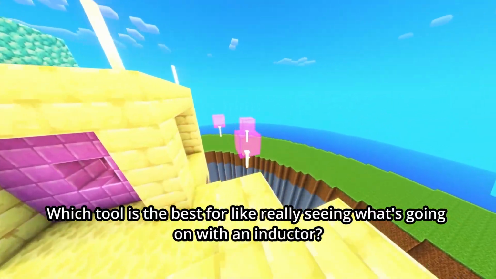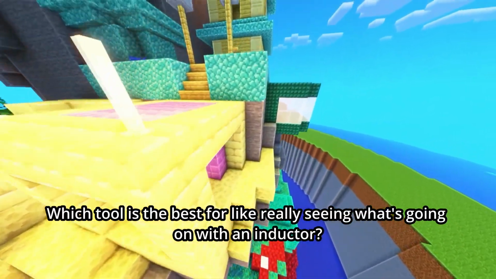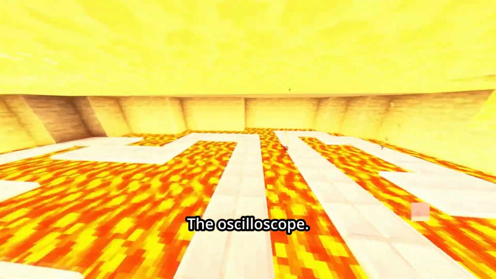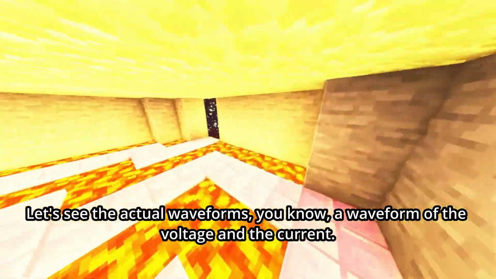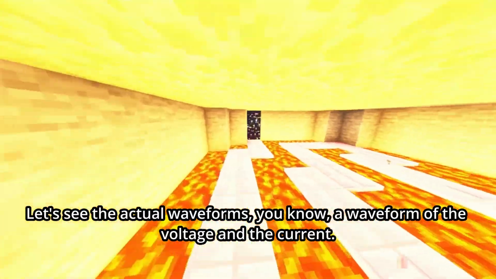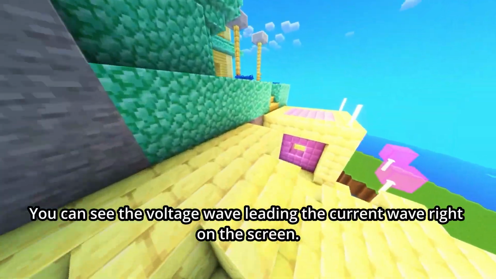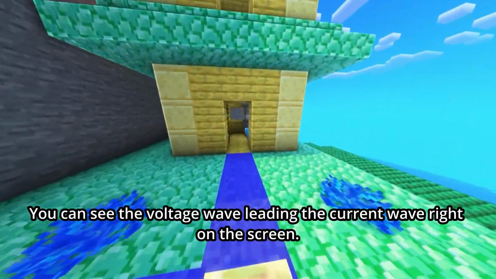Which tool is the best for really seeing what's going on with an inductor in an AC circuit? Well, for that, the oscilloscope is our king. It lets us see the actual waveforms of the voltage and the current. So we can see that phase shift. Exactly. You can see the voltage wave leading the current wave right there on the screen.